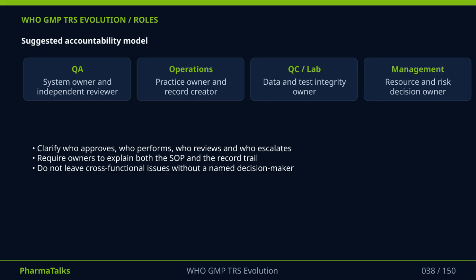Next, the quality control or QC laboratory holds responsibility as the data and test integrity owner. This means they ensure that all testing data is accurate, reliable, and trustworthy, which is fundamental for quality decisions. Management's role is to act as the resource and risk decision owner. They provide the necessary resources and make critical decisions regarding risk mitigation to support the quality system.